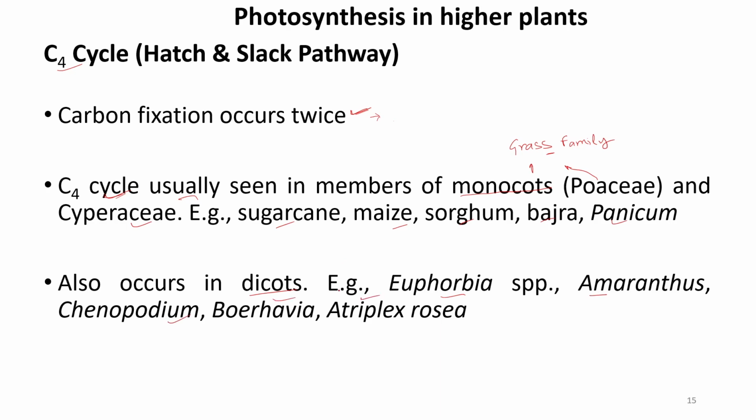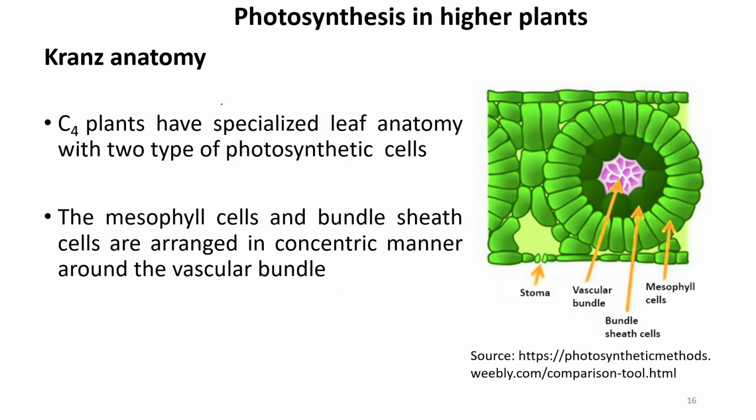Okay, now if we talk about C4 plants, they show a unique or specialized leaf anatomy known as Kranz anatomy. Okay, so here is a diagram showing the Kranz anatomy. So what happens here? 2 types of photosynthetic cells are present here. Okay, there are 2 types of photosynthetic cells. One is the mesophyll cell, another is the bundle sheath cell.